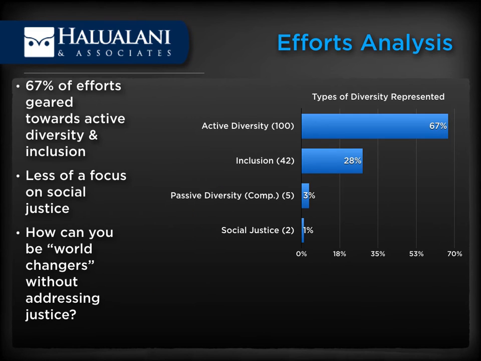We want to see the type of diversity represented. Is it based on compositional diversity, which, to some extent, every institution is going to have that? Is it going to be based on inclusion or getting people to the table? Is it also based on active diversity or making sure people are engaging in cultural exchanges or sharing perspectives, or is it really focused on social justice? We want to know how much of what you do is focused on social justice and to what extent.